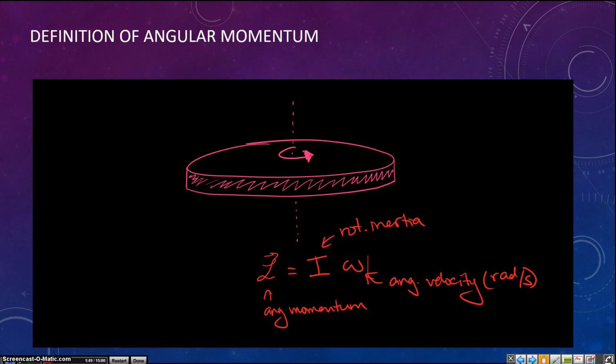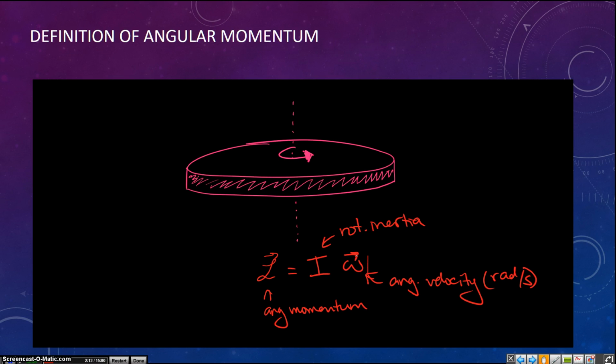As far as defining the magnitude of angular momentum, you just take the moment of inertia of whatever is spinning, multiply it by its angular velocity, and you'll get the angular momentum. But notice that there's this little vector arrow, and angular momentum has a direction. It's going to be in the same direction as the angular velocity.